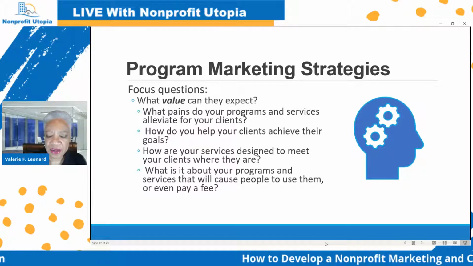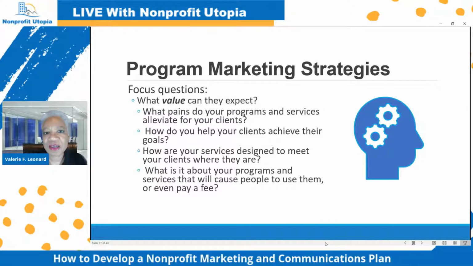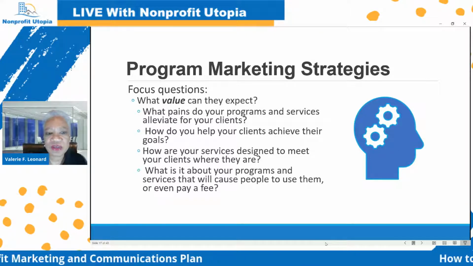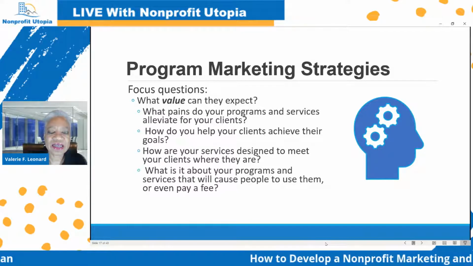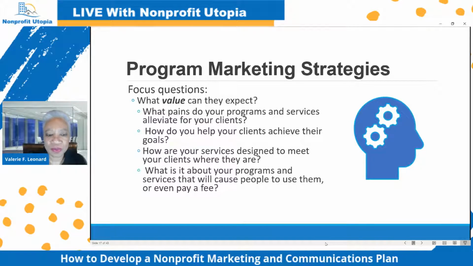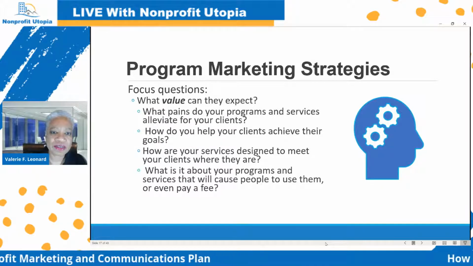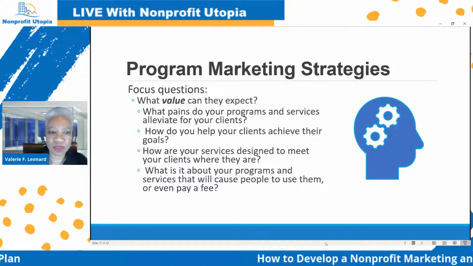All right, and remember, it's not value added to the customer unless they're, one, willing to pay for the service, and that's for profit, and it's not a value if they're not willing to use the product. So if you're giving away free programs, products, and services, it's of no value to your client if they're not willing to use them.